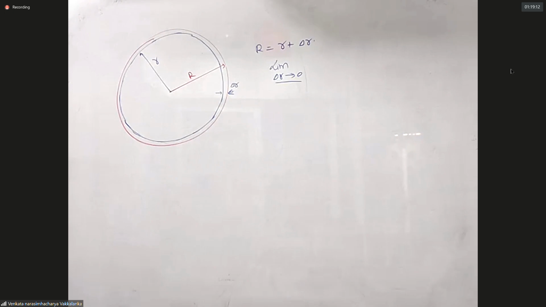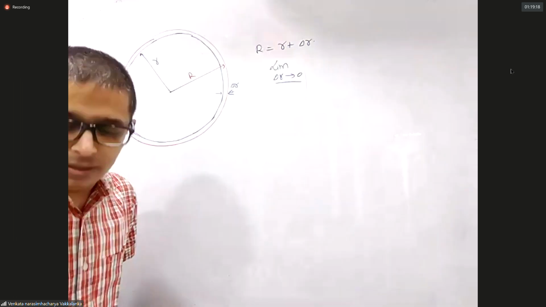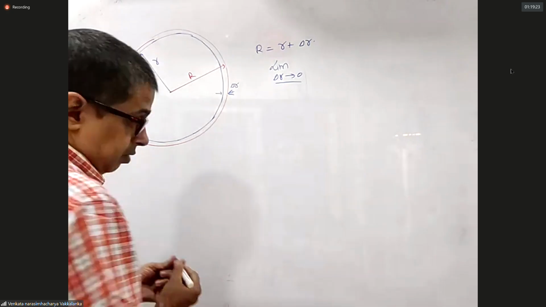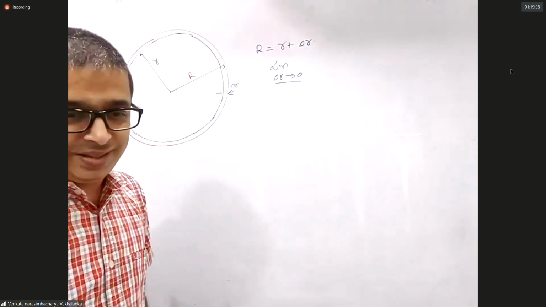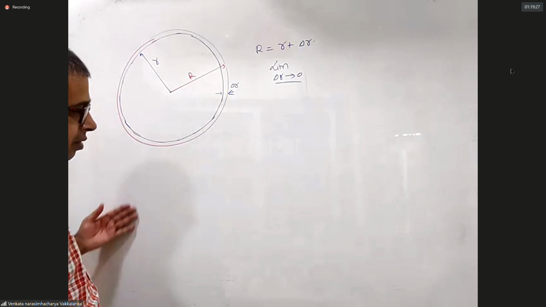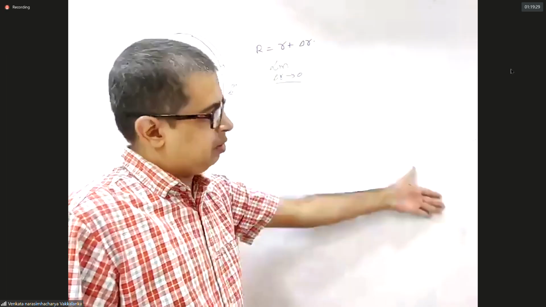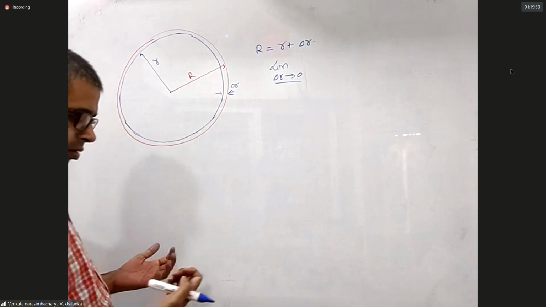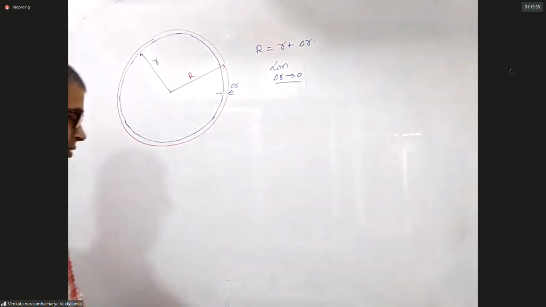Listen, here do we have to use the binomial approximation? Yes, obviously. Sir, I'm getting everything, but in the end I'm getting 1 minus dr upon r to the power 5. That's one of the parts. Sir, I don't know how to eliminate this dr.